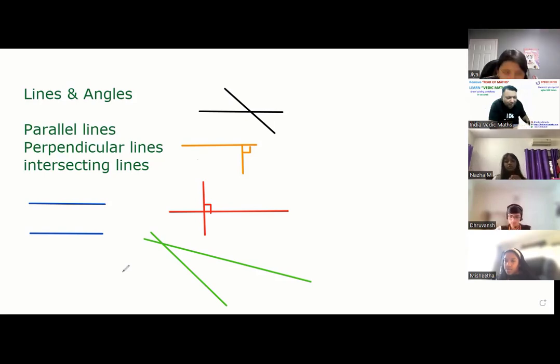I'll count to 10 and I'll erase it. Lines intersecting.